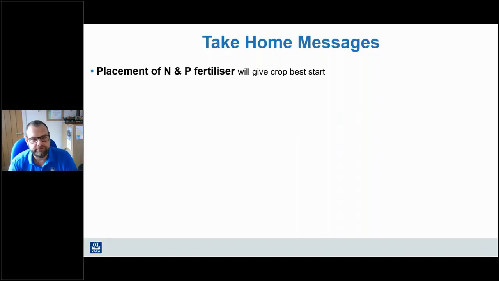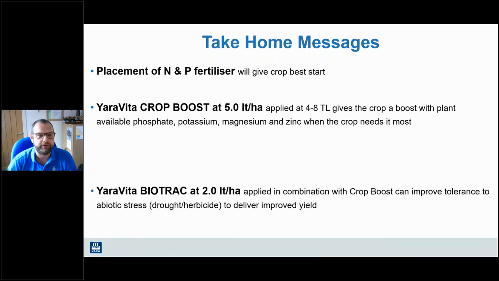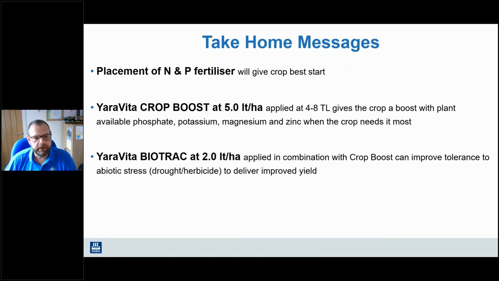So the take-home messages on maize: placement of nitrogen and phosphate fertilizer will always give that crop the best start. I would then apply 5 litres a hectare of the YaraVita Crop Boost at 4 to 8 true leaves, which will give all those key nutrients straight into the leaf when the crop needs it the most. Biotrack at 2 litres a hectare applied in combination with the Crop Boost will improve tolerance to abiotic stress and can deliver an improved yield increase.